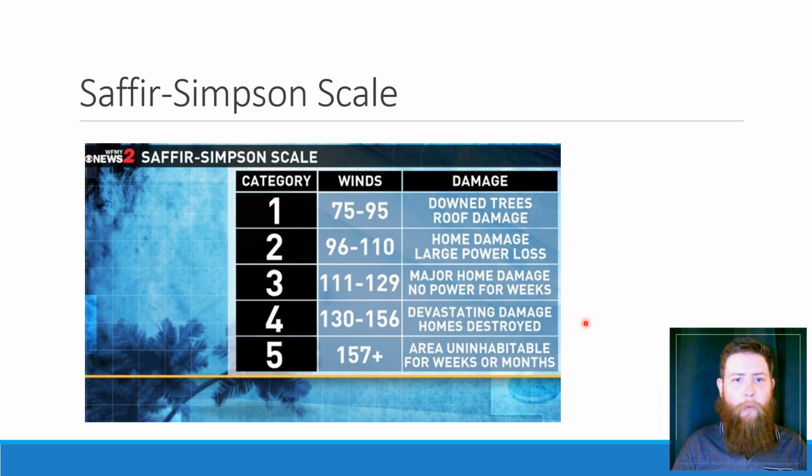As we go to category 4, we get devastating damage. We get homes destroyed because the winds are now 130 to 156. And anything bigger than that is a category 5, and it's 157 miles per hour plus. And this area is now uninhabitable for weeks or months after this hurricane goes through. It is extra devastating, and it does a ton of damage.